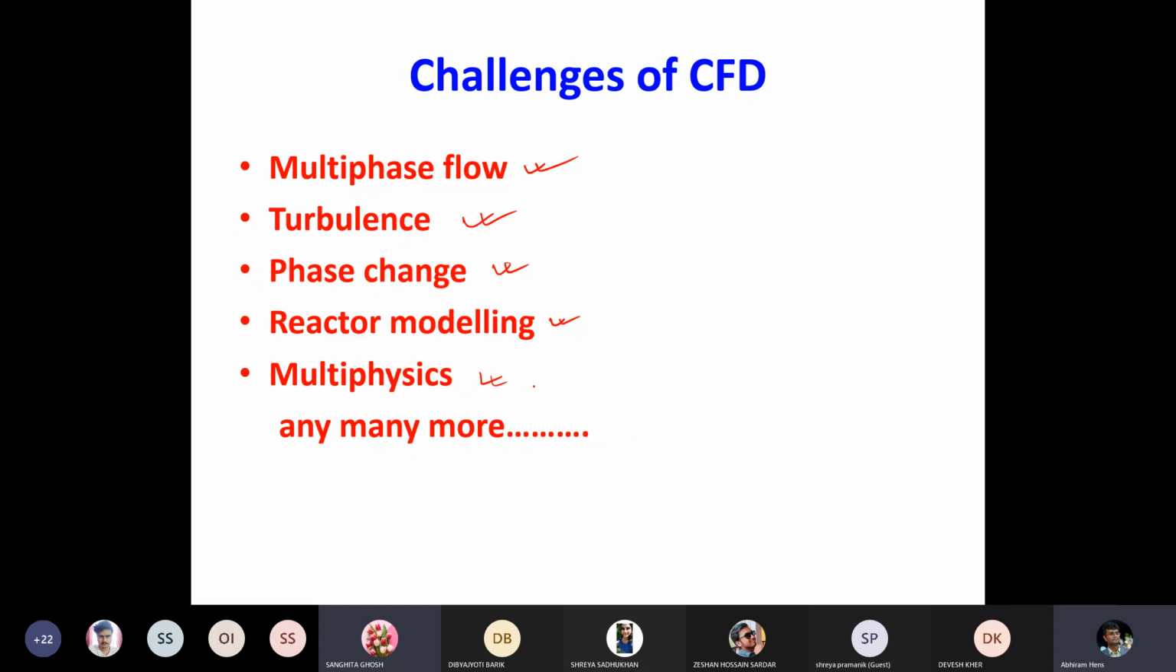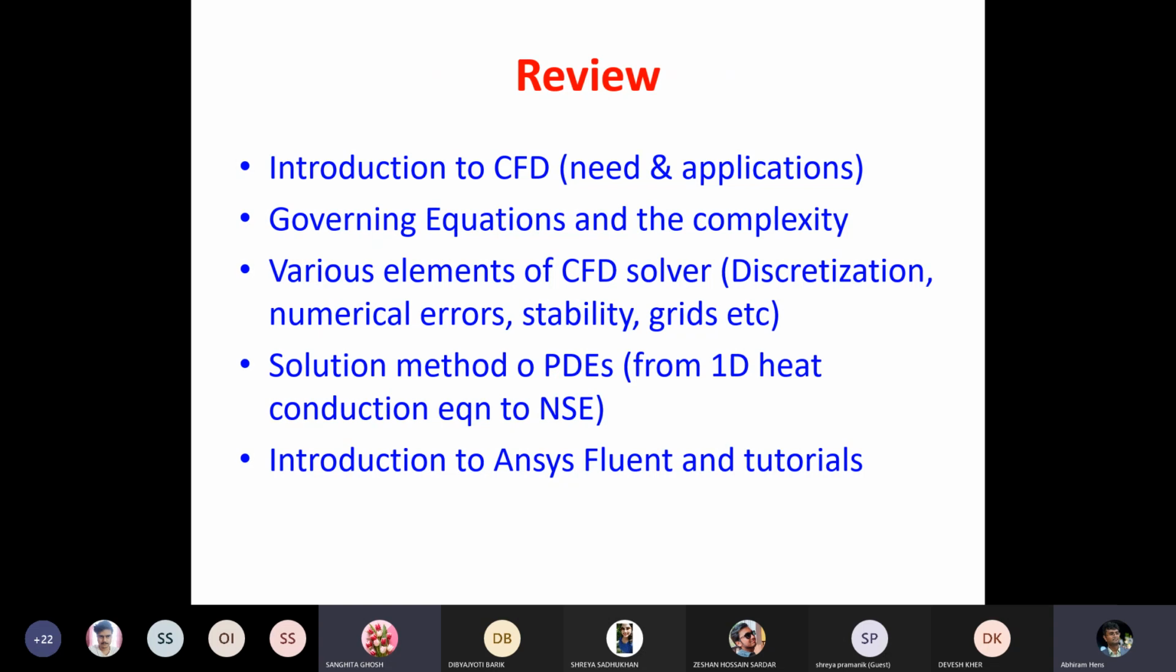Specifically, if you are using COMSOL Multiphysics, then you will get these options easily, and many more other things are there. I am just putting only a few things. Okay, so that is where you can do these things.